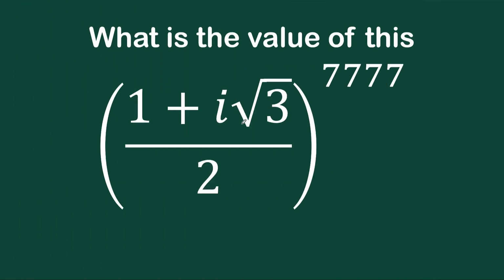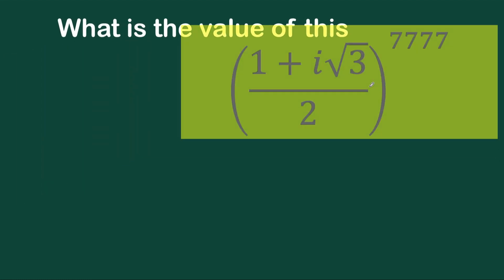What is the value of this expression containing the imaginary number i? The expression is the quantity (1 plus i square root of 3) all over 2, raised to 7,777. Now let's solve this problem together.